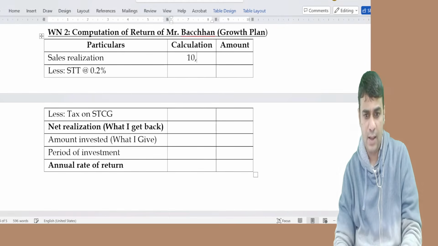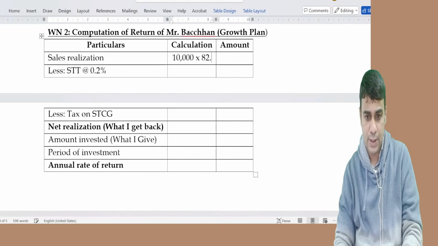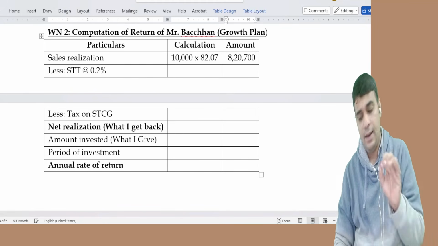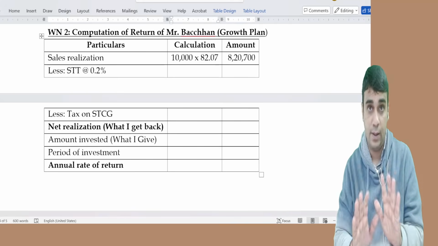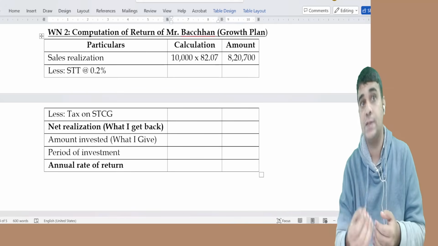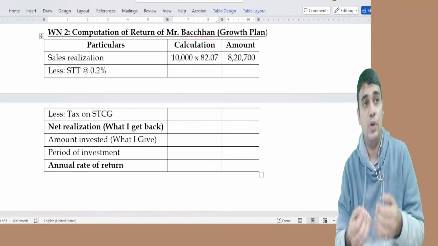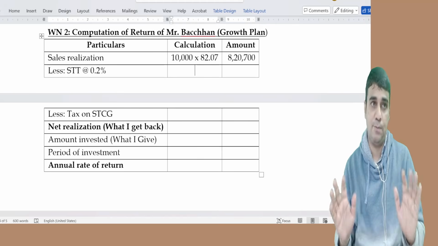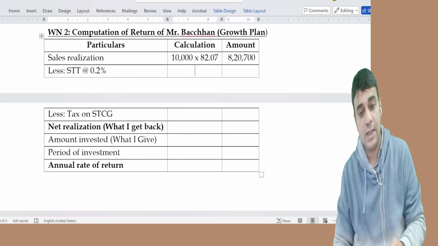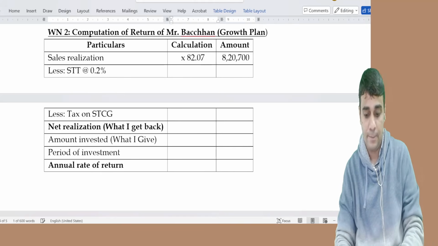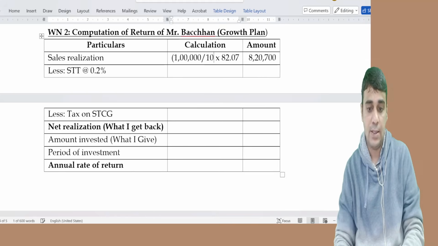Okay. 10,000 into 82.07, that is 8,20,700. Every question which I tell, I want you to solve 100%. But unless you experience it on your own, you will feel everything is going very smooth. When you do it on your own, you will understand the difficulty. What is 10,000? It is 1 lakh divided by 10.